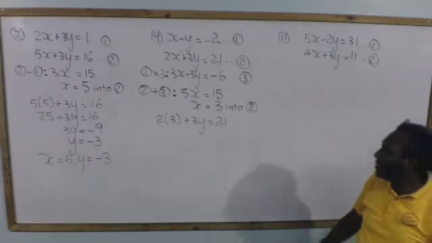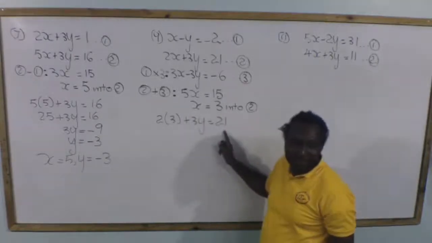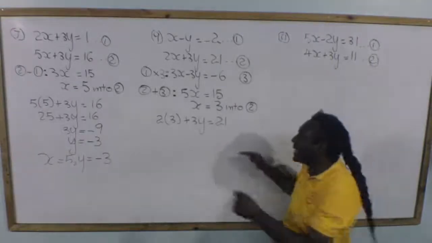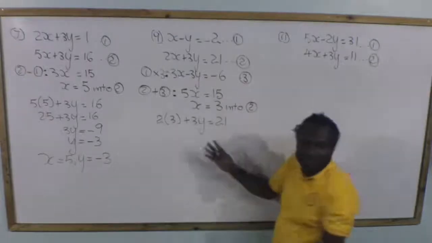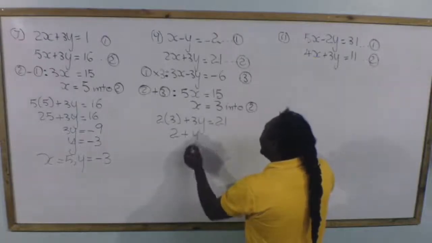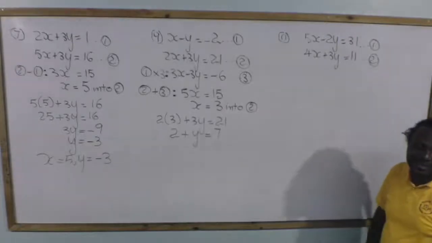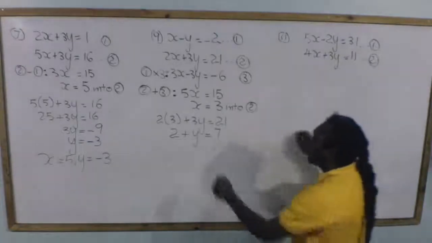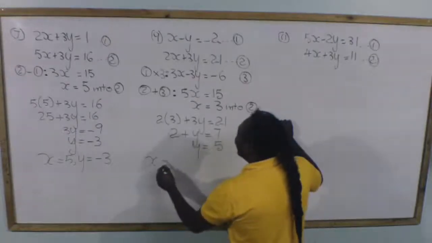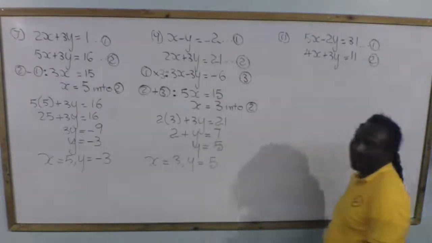I'm going to try a different trick on this one, right? I realize that we have a 3 here, a 3 here, and a multiple of 3 here. So we're just going to divide straight through by 3. When we divide through by 3, we just get a 2 there plus y is equal to 7. So y is equal to? So y is equal to 5. So we declare x is equal to 3 and y is equal to 5.